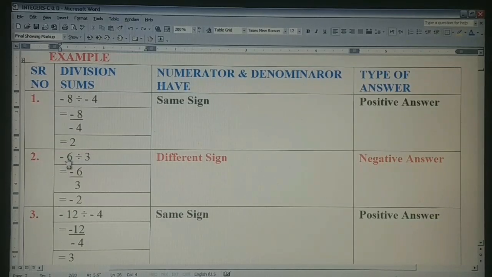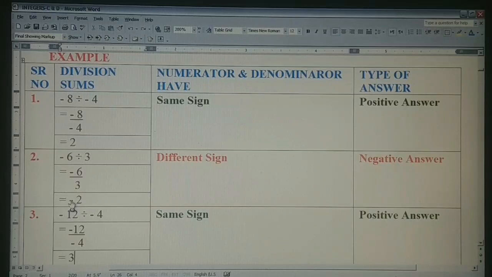Next question, minus 6 divided by 3. Minus 6 we write in the numerator, 3 we write in the denominator. Minus 6 is negative, 3 is positive. The numerator and denominator have different signs. Different signs, the answer will be negative. So if we divide 6 by 3, 3 ones are 3, 3 twos are 6, the answer will be 2.